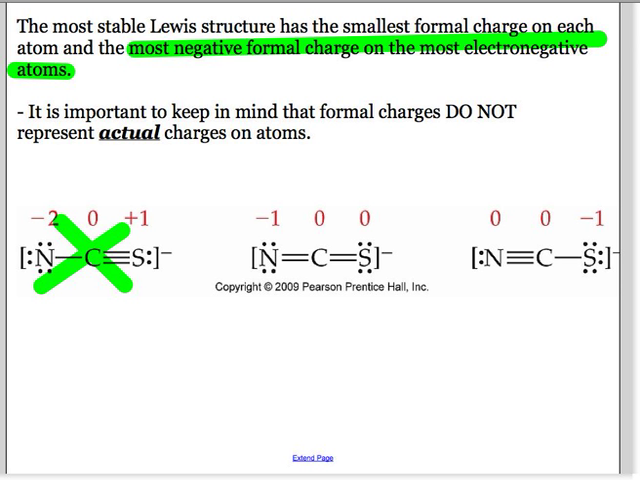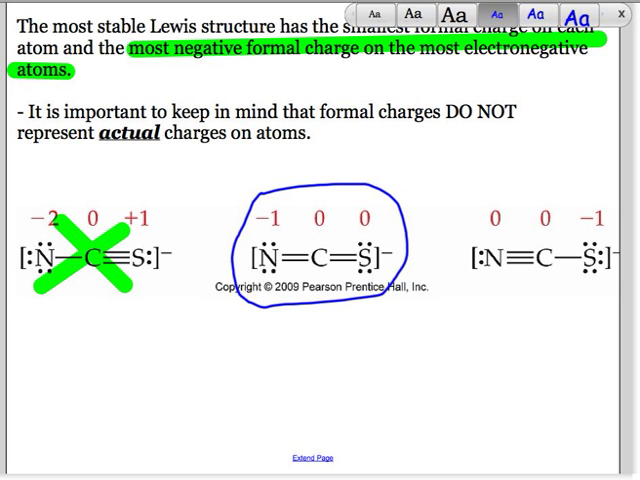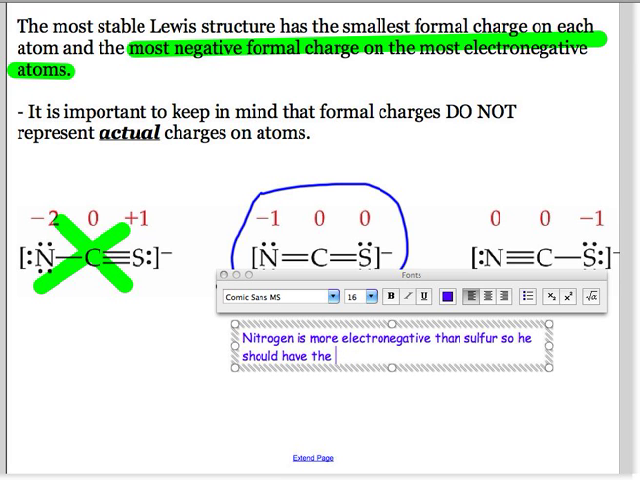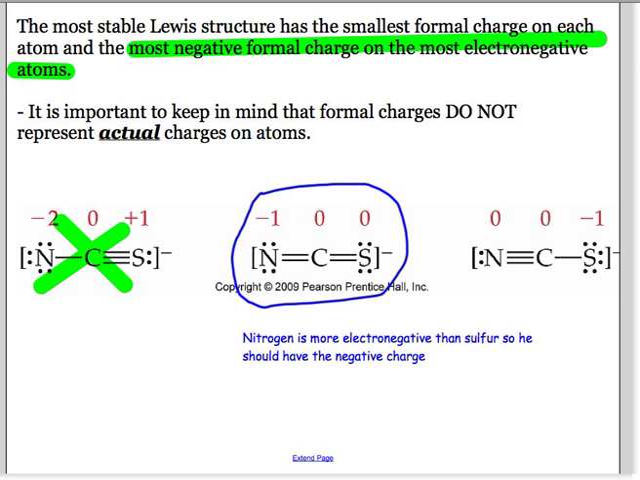So what it comes down to is you have to pick either the guy with the 2 double bonds or the guy with the 1 triple bond. So what you say is, okay, who should have the charge? Who is more electronegative? And what happens is when you look it up on your periodic table, nitrogen is more electronegative, so he should have the charge. So I'll just type that out. Nitrogen is more electronegative than sulfur, so he should have the negative charge. And that negative should stay with nitrogen.